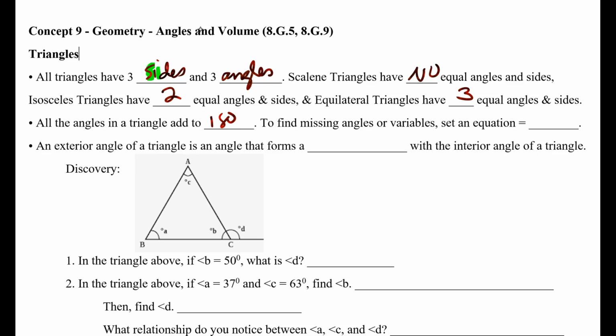To find the missing angles of a variable, set an equation equal to 180. An exterior angle of a triangle is an angle that forms a supplementary angle with the interior angle of a triangle.